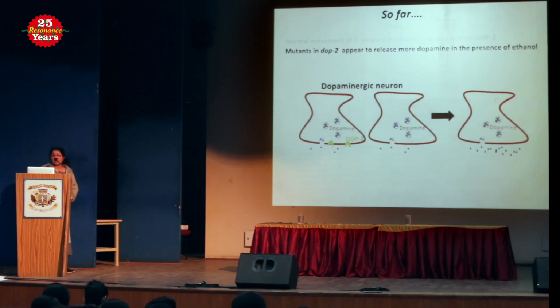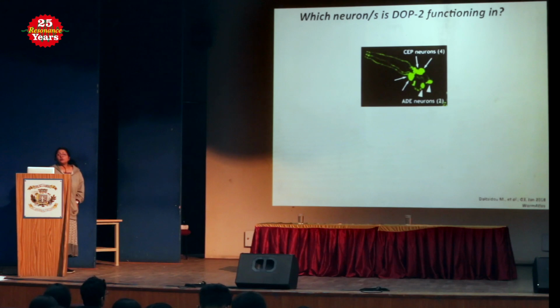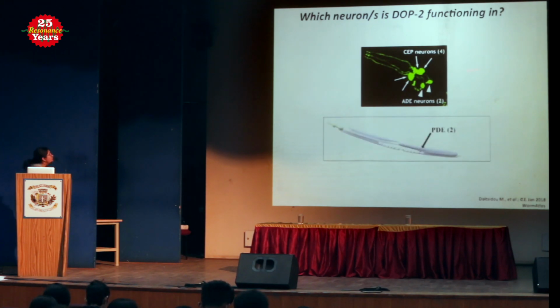Now the next question comes, what is the neuron? I told you that there are 8 neurons in C. elegans that have dopamine. 6 of them are in the head and 1 is in the tail. So which is the neuron that is required for this? Is it all the neurons? Or is it some permutation and combination of, or some subset of neurons that are required for this?